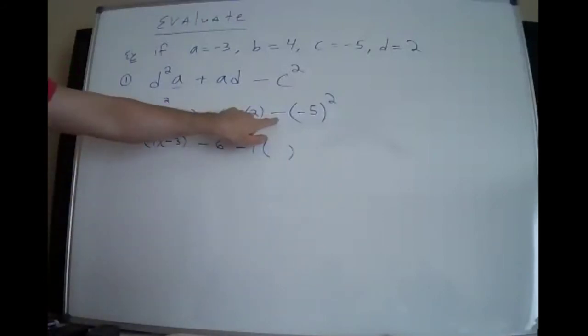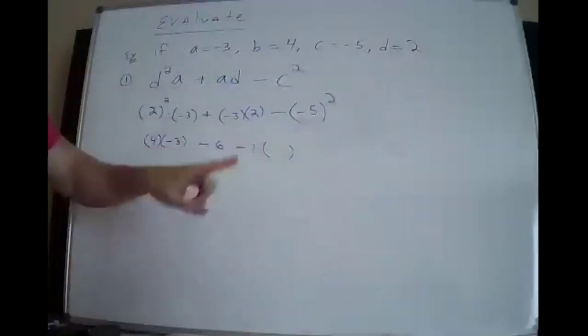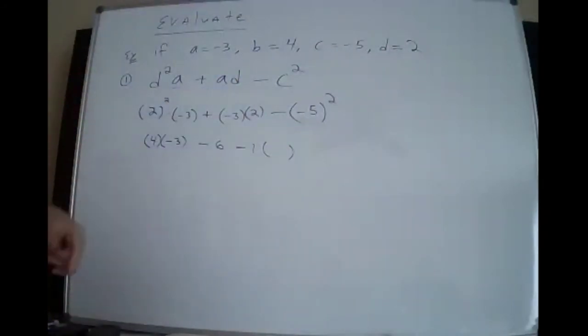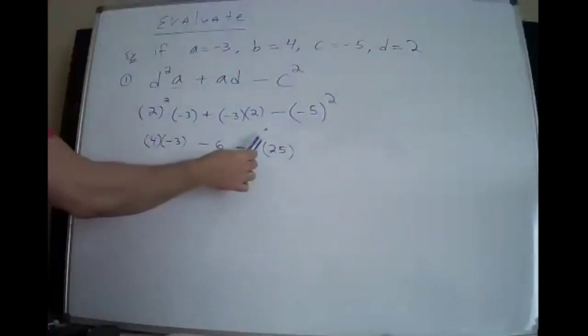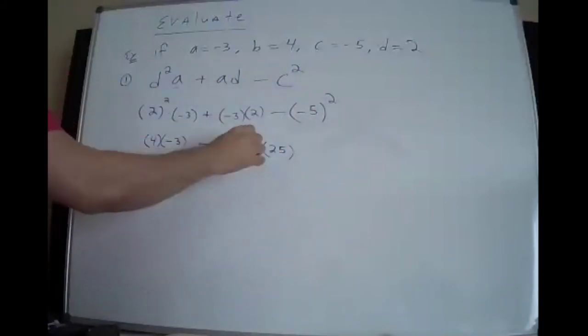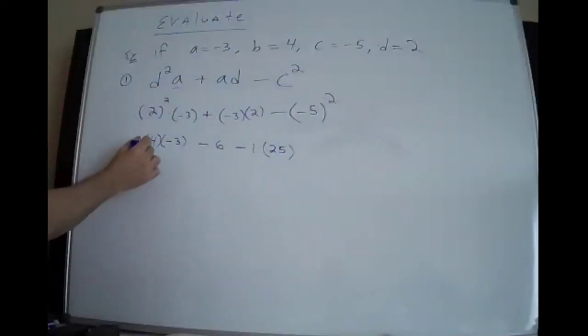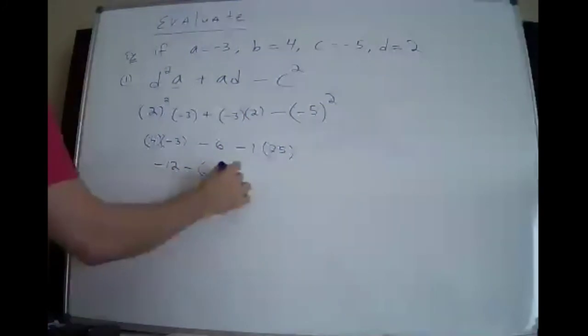Right? This negative represents -1. I need to do -5 times -5. -5 times -5 is positive 25. But now I have the -1 in front of it, waiting. After the power is done, that -1 is going to hit that. 4 times -3, -12. -6 was the middle. And then -1 times 25.